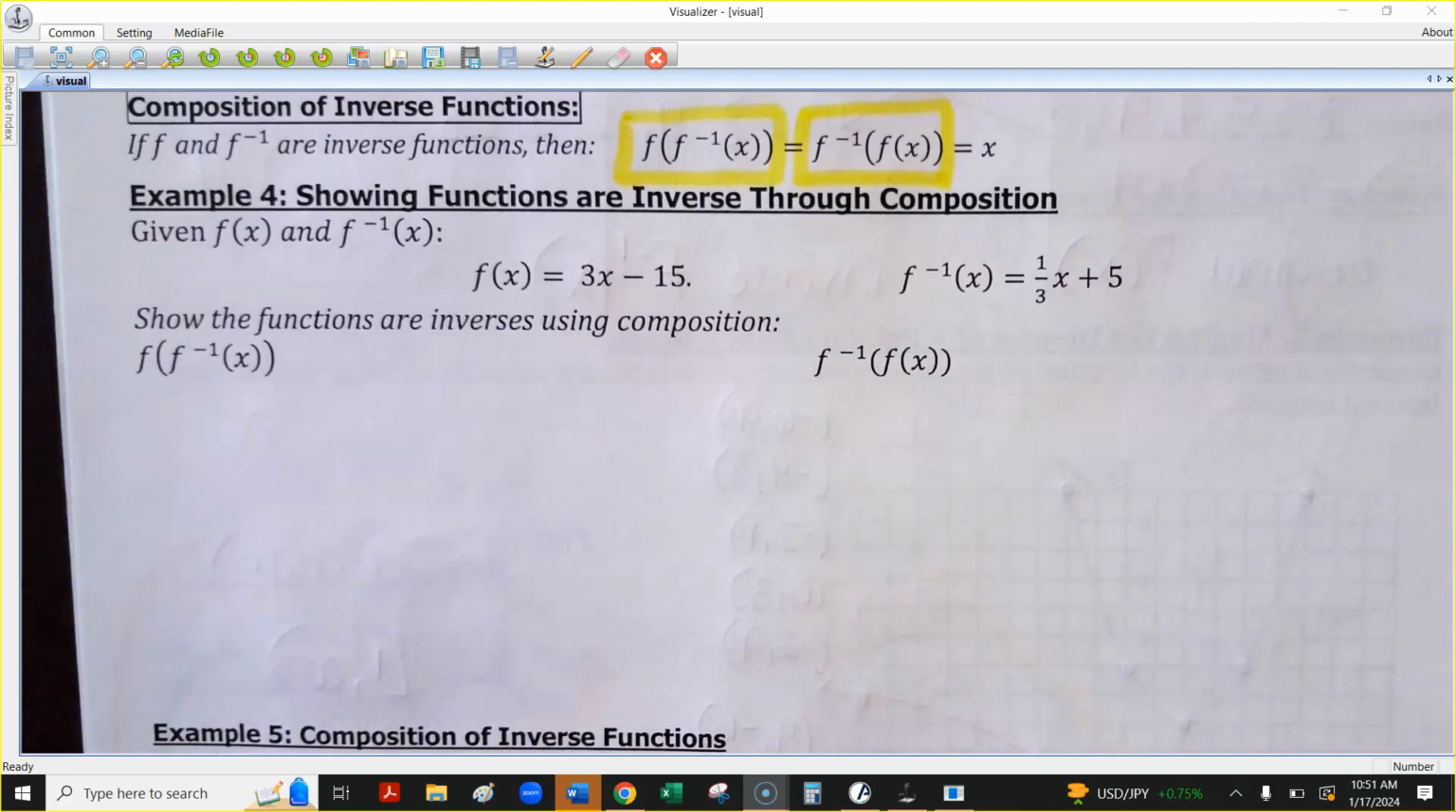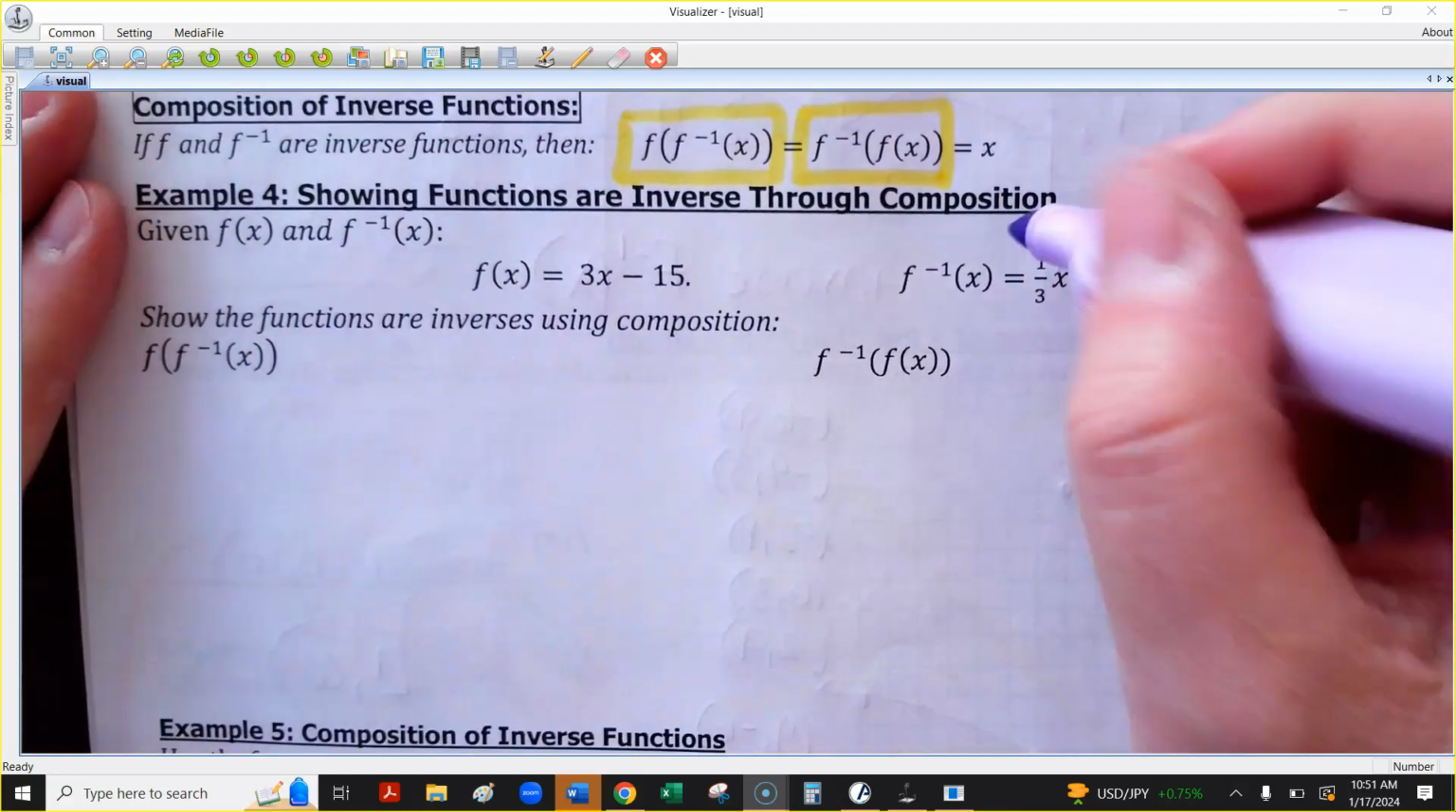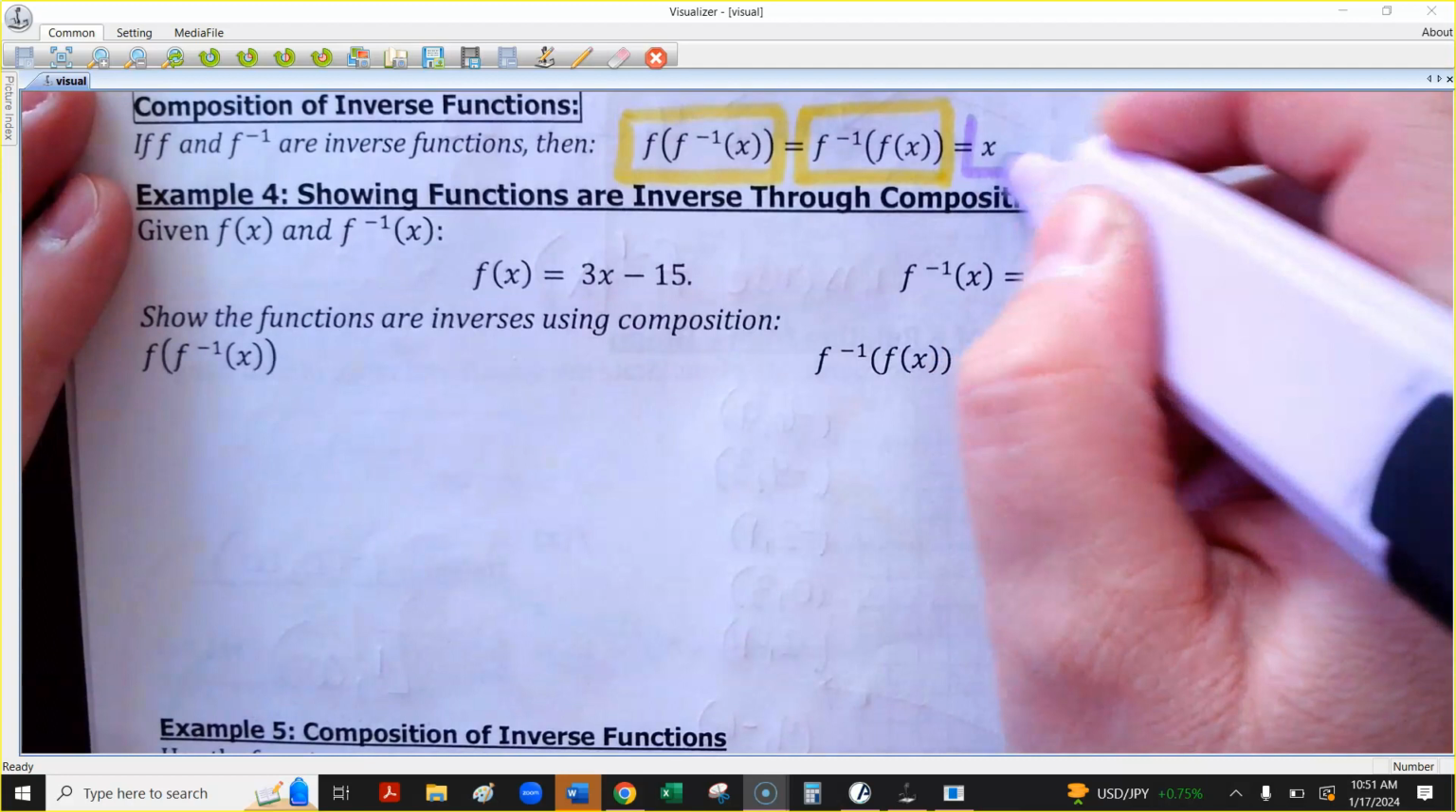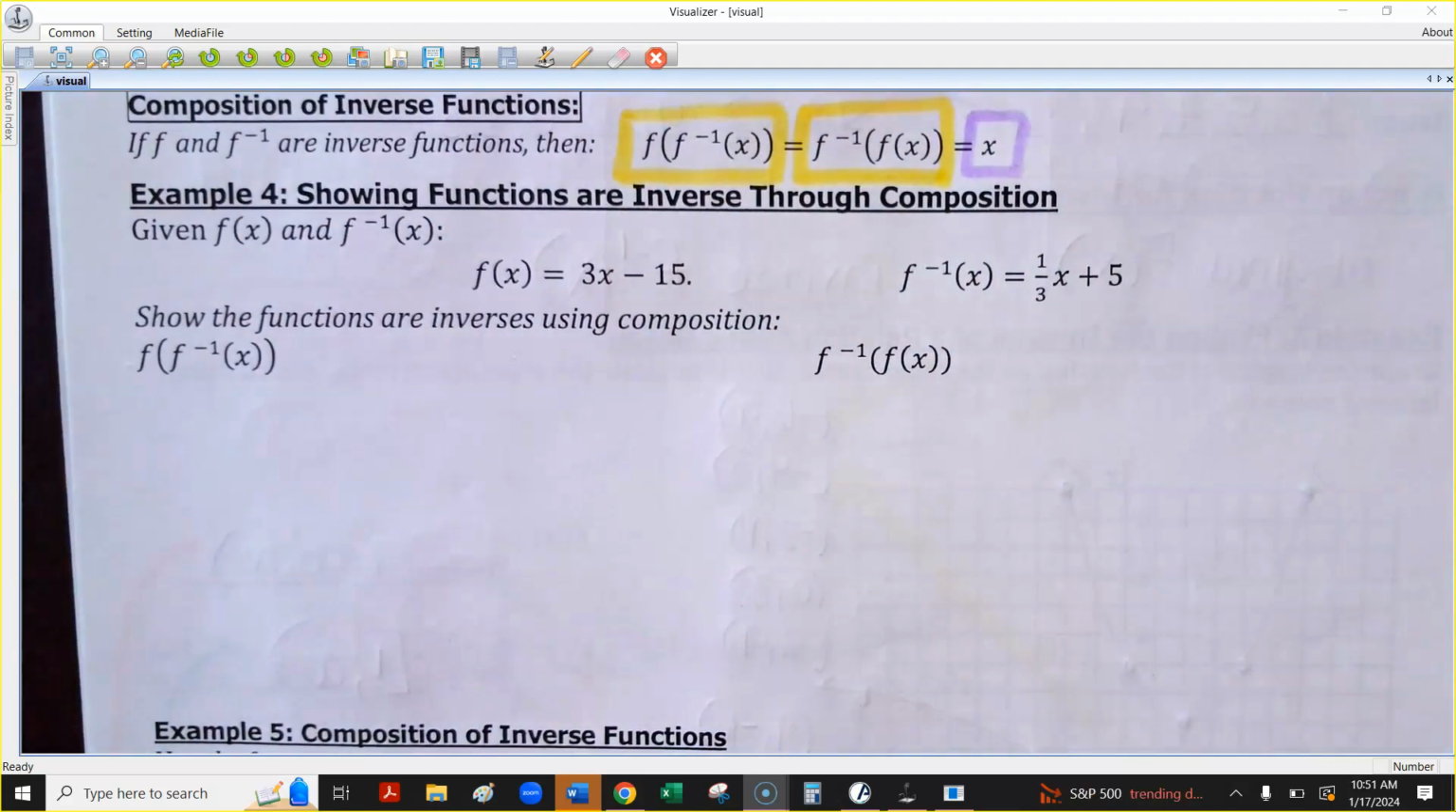And if you did that correctly, that would have been question 15 and 16. I just didn't call it that on last night's homework. But if you compose them, they are the same no matter which one goes first, and they simplify to just be an x. So they basically cancel everything out.